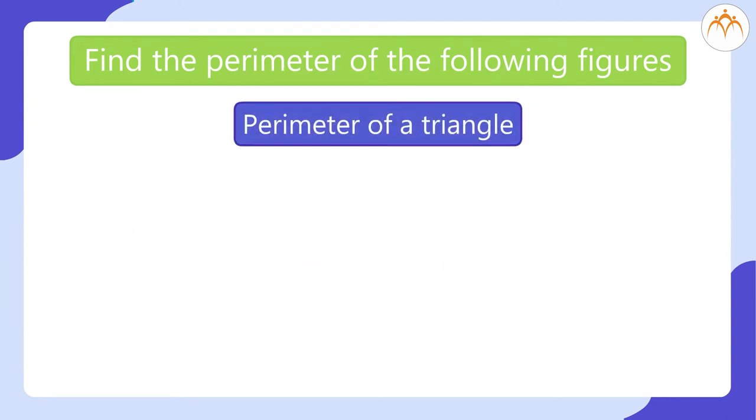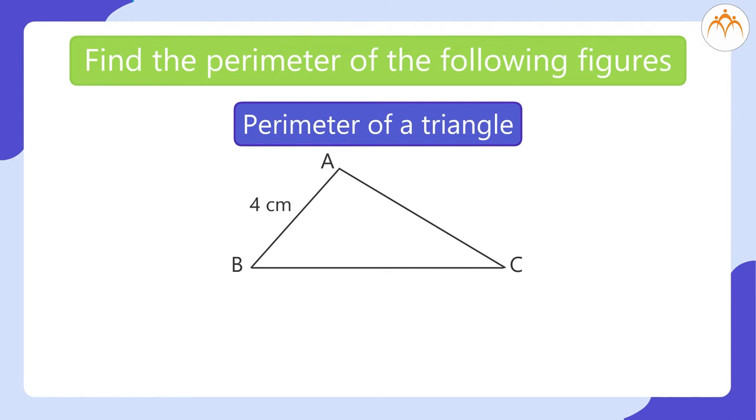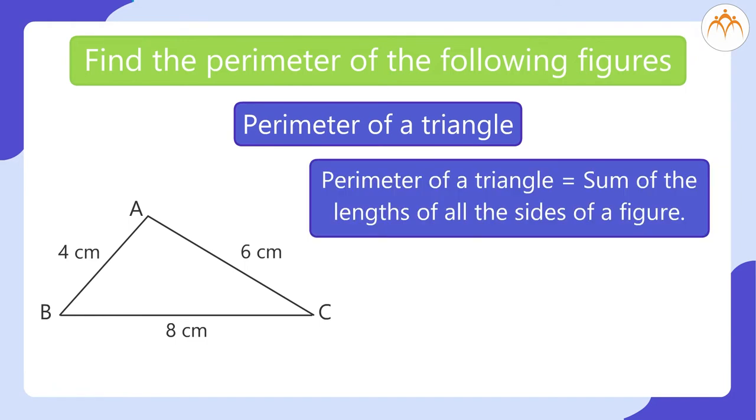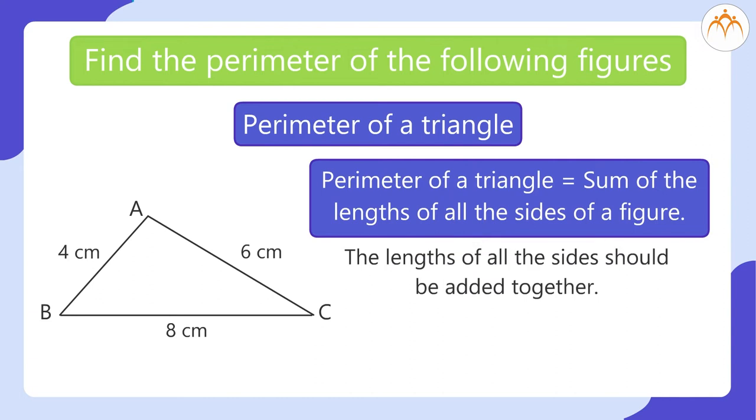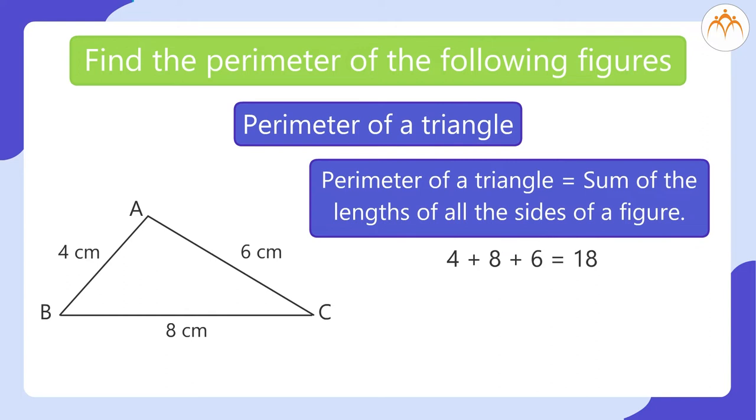3. Perimeter of a triangle. This is a triangle. The length of side AB is given as 4 cm. The length of side BC is given as 8 cm. And the length of side CA is given as 6 cm. Now find out the perimeter of the triangle. Use the following formula. Perimeter of a triangle is equal to the sum of the lengths of all the sides of a figure. Yes, the lengths of all the sides should be added together. So, 4 plus 8 plus 6 is equal to 18. Therefore, perimeter of triangle ABC is 18 centimeters.